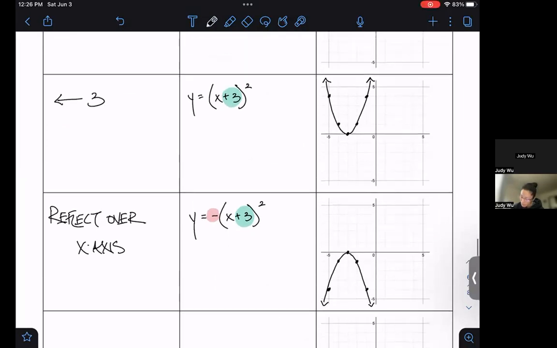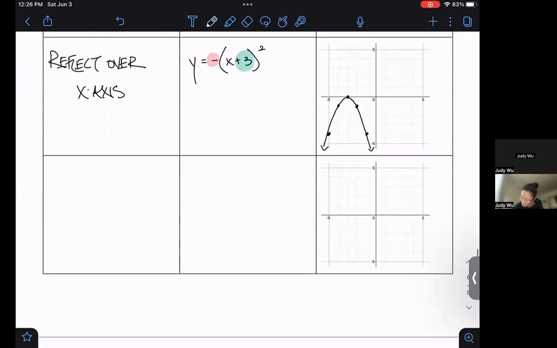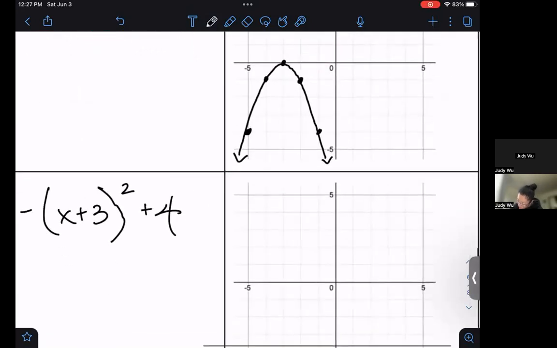Okay, now let's go back and see what we had. So far we've done the first one, the second one, and now we have to add 4 to all the y values because that's our D. Okay, so we're going to move up. We're going to move up 4. So we get y equals negative (x + 3) squared plus 4. And so I'm going to take all of my y values and I'm going to add 4.